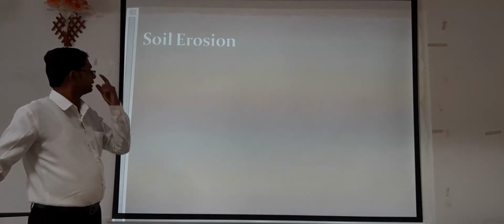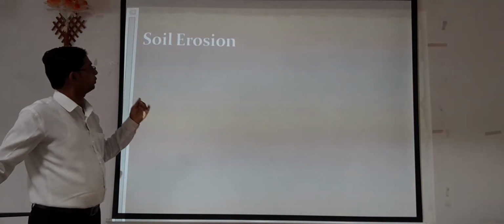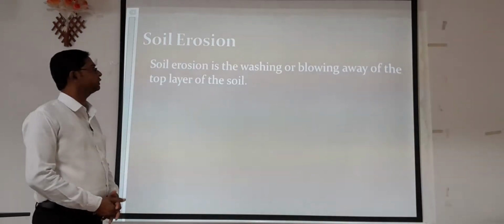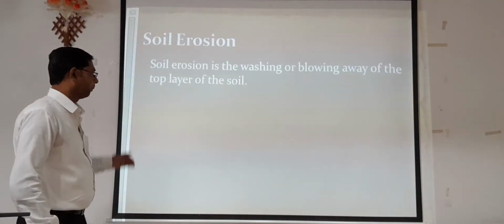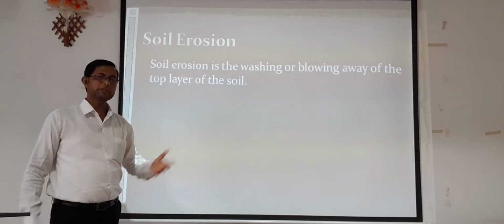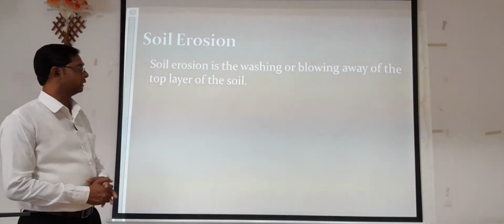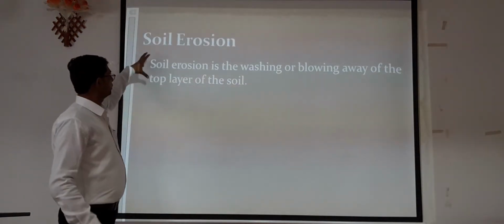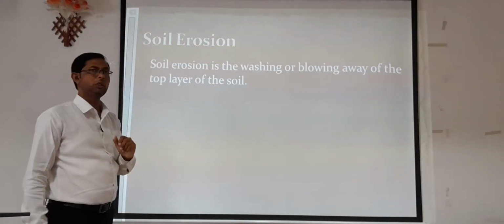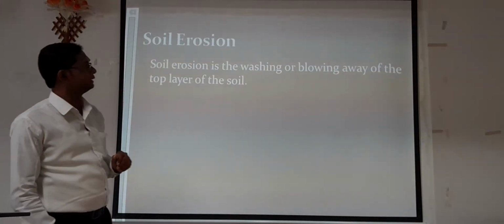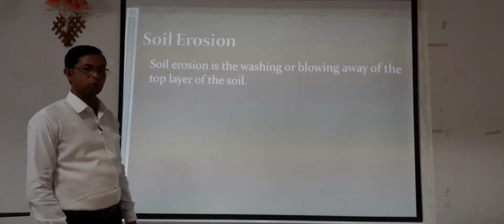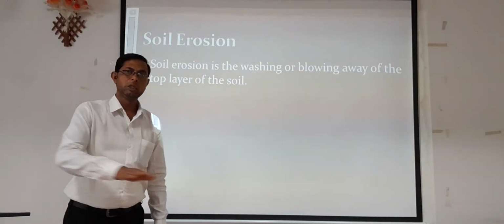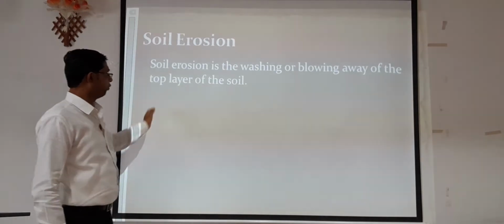Now moving to the next topic, soil erosion. Soil erosion is the washing or blowing away of the top layer of the soil. In the last few lectures we concentrated on the types of soil. Today we are going to concentrate on soil erosion. Soil erosion is the washing or blowing away of the top layer of the soil, so the upper layer of the soil is washed out.